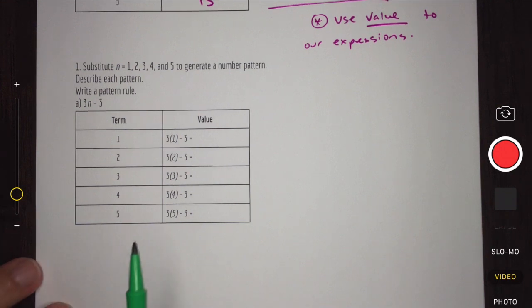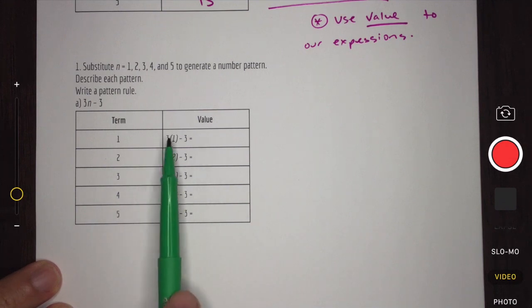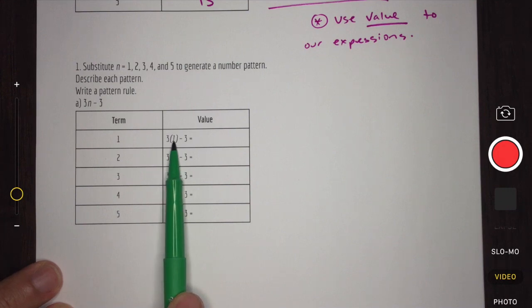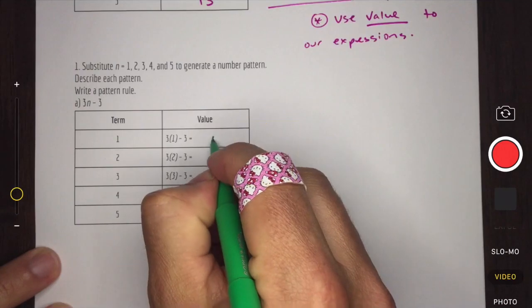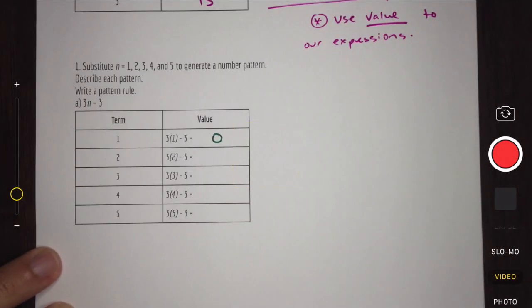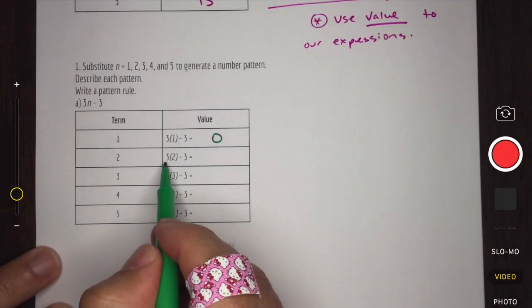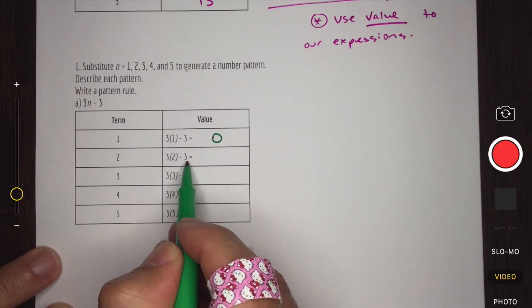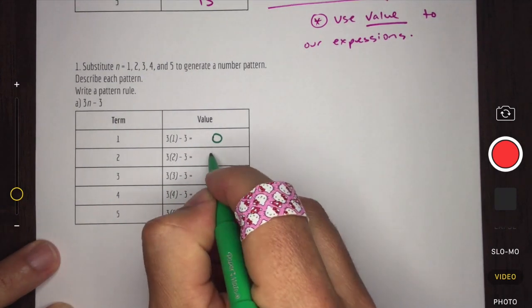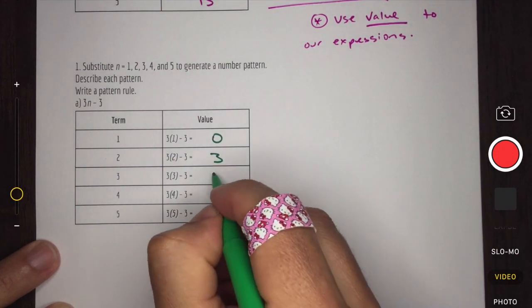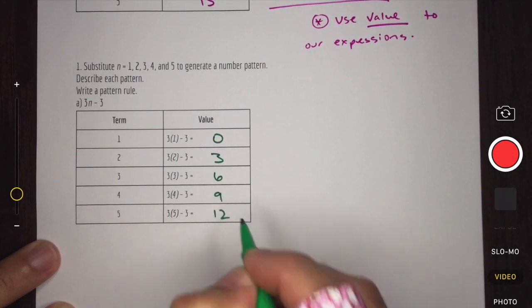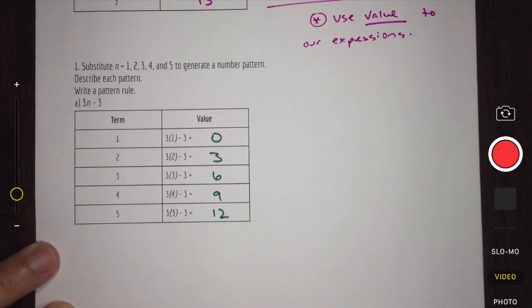So using some simple BEDMAS, I've got to work through my BEDMAS, so I've got to do the multiplication part first. 3 times 1 is going to give me 3, and then when I subtract 3 away from that, that's going to leave me with a value of 0. When I take a look at term number 2, 3 times 2 is going to give me 6. When I subtract 3 away from that, that's going to give me 3. So what I can keep on doing is filling in my patterns to help me figure out my value.